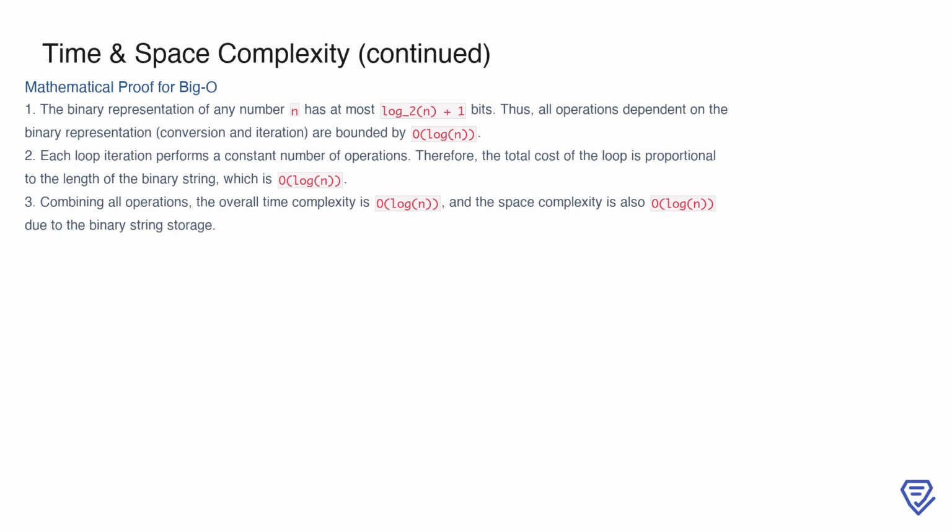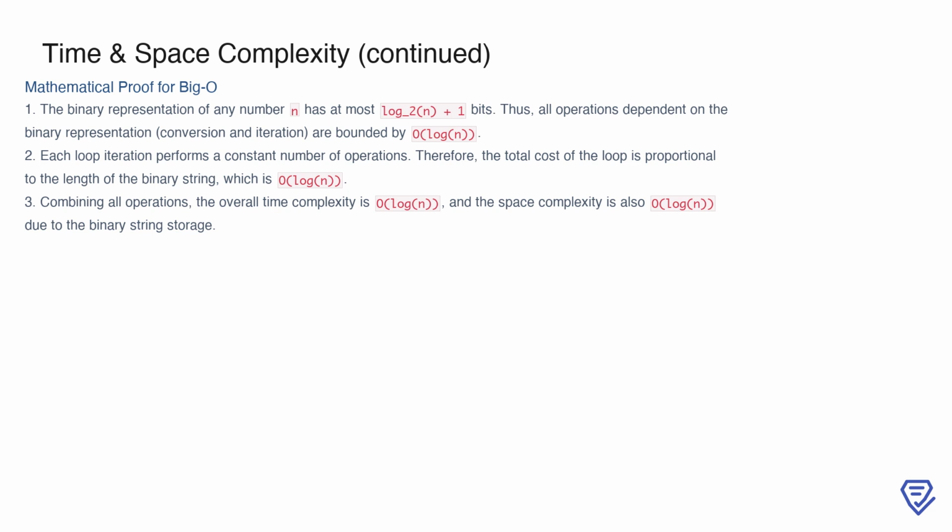Finally, let's solidify our understanding of the time complexity with a mathematical proof of the O(log n) bound. The binary representation of any number n has at most log_2 n plus 1 bits. This means any operation that depends on the binary representation, such as conversion or iteration, is inherently limited to O(log n). Within the loop, each iteration involves a fixed number of constant time operations like comparisons and updates, so the total cost of the loop is directly proportional to the length of the binary string. When we combine all the operations in the function, including both the binary conversion and the loop, the overall time complexity remains O(log n).